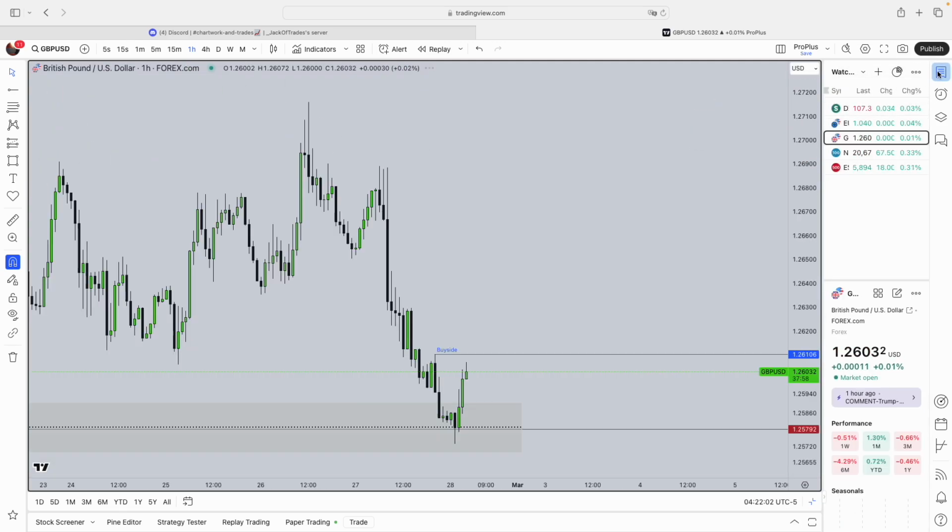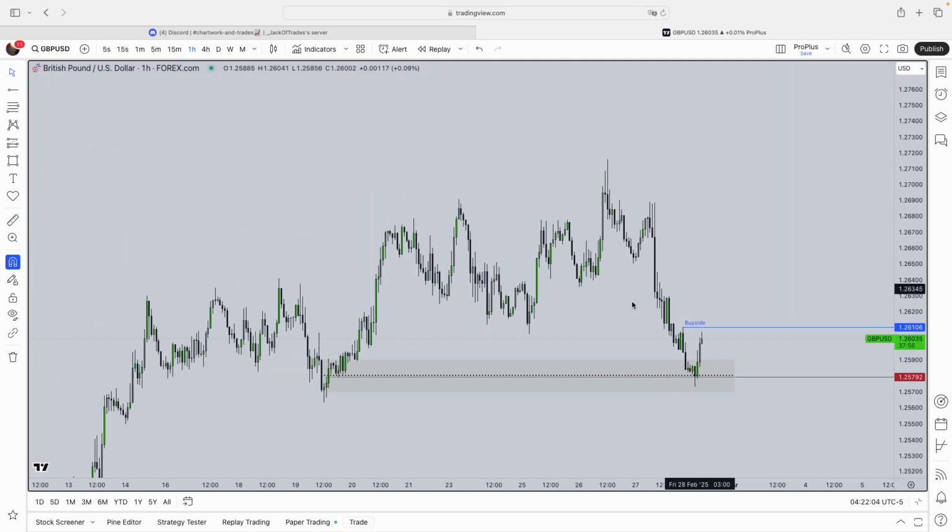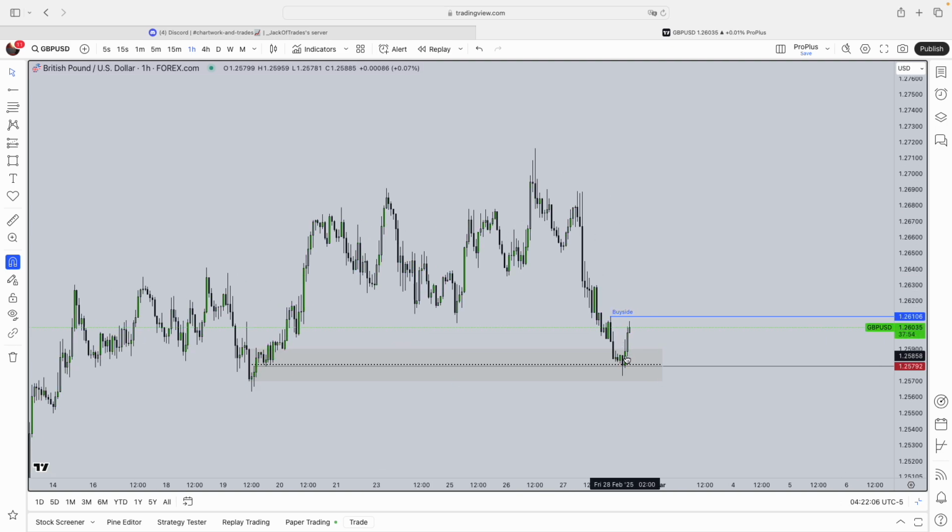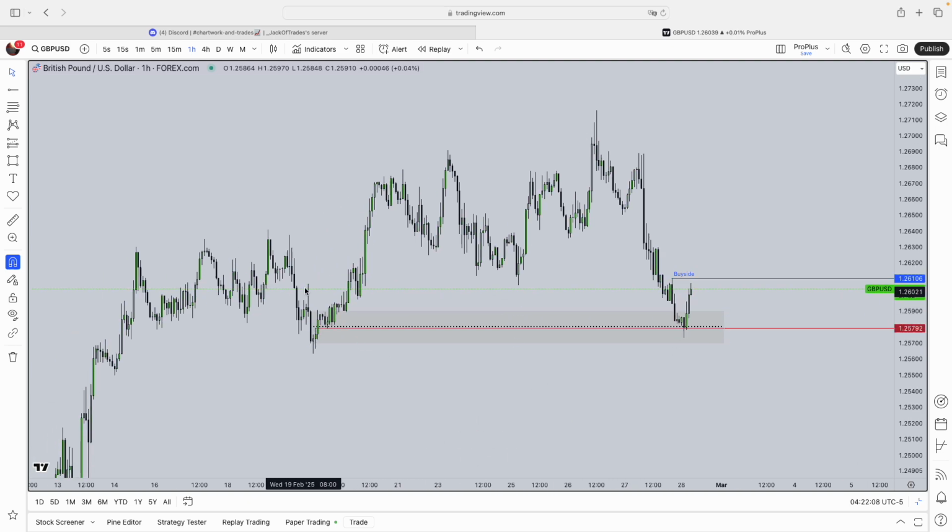Going to cable or pound dollar, it's a similar thing. So we had a big down close day. There's an order block here. So these two down close candles, I've just done it to the one. Draw that across near the mean threshold, which is nice.